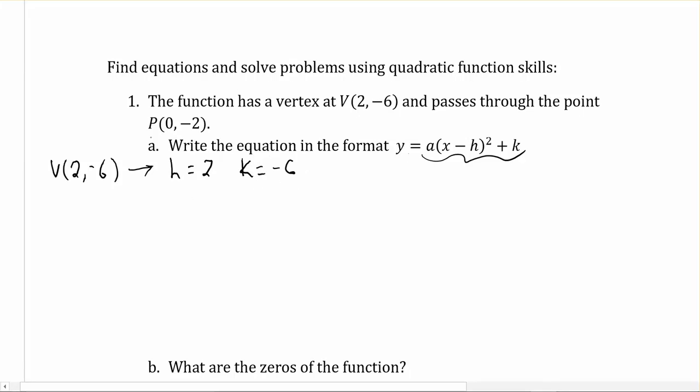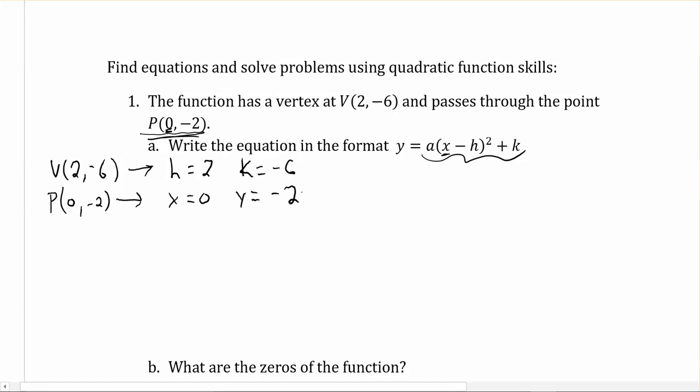The other thing we know here is that there's a point (0, -2). For the time being, we're going to put those points into this equation as well. So point (0, -2). Where I'm going to put those is the x value here, 0. I'm going to put that in place of x in my equation. So x will be equal to 0, and I'm going to call y -2.